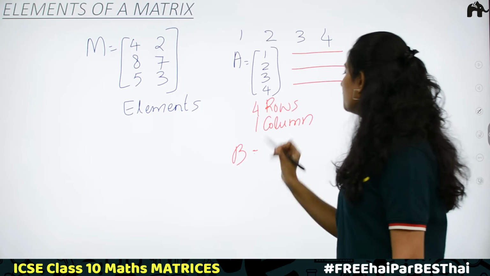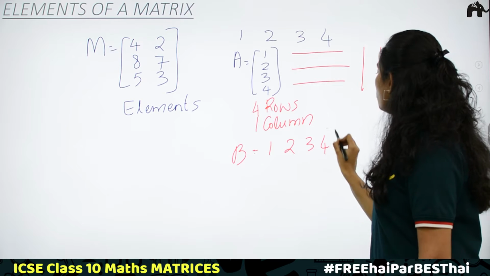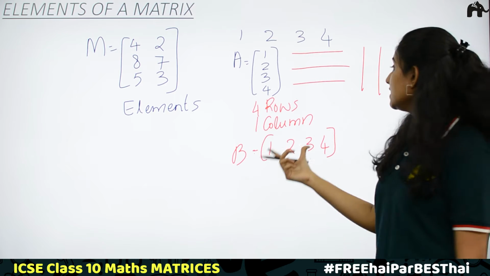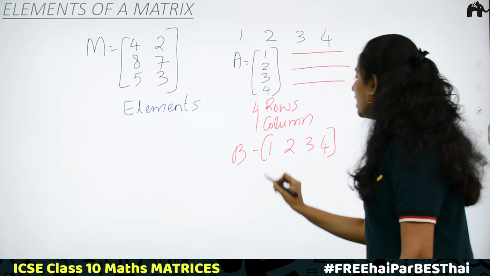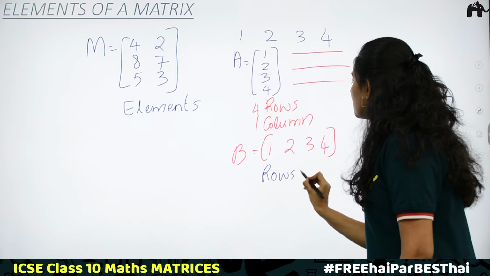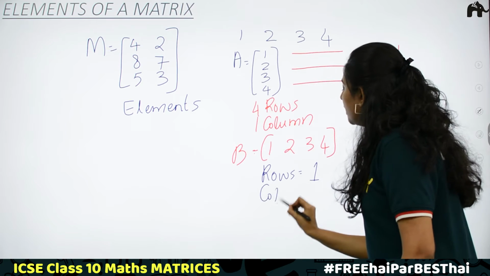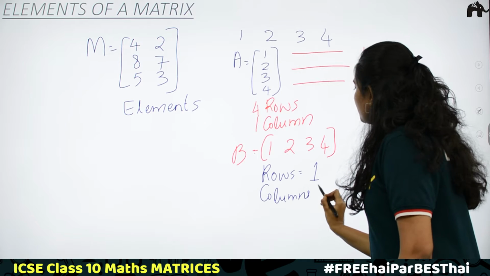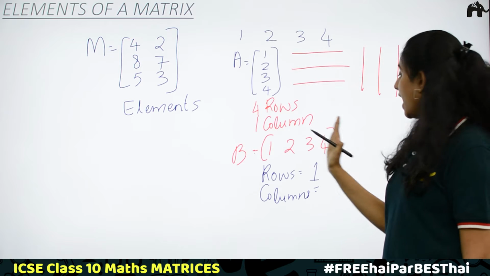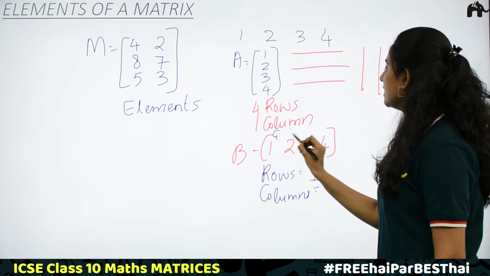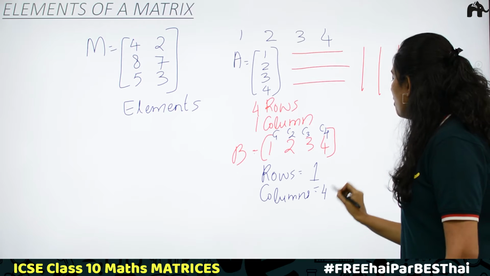B is equal to, I will be taking 1, 2, 3, 4. Here what is the difference? In this case, what is the number of rows? Here there is only 1 row. Therefore, number of rows is equal to 1. What about the number of columns? Columns is equal to first column, second column, third column and fourth column. C1, C2, C3, C4. We have 4 columns.